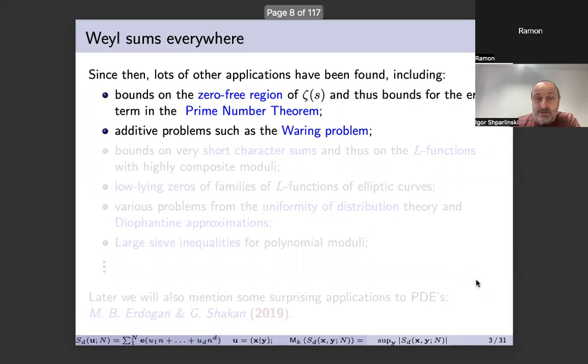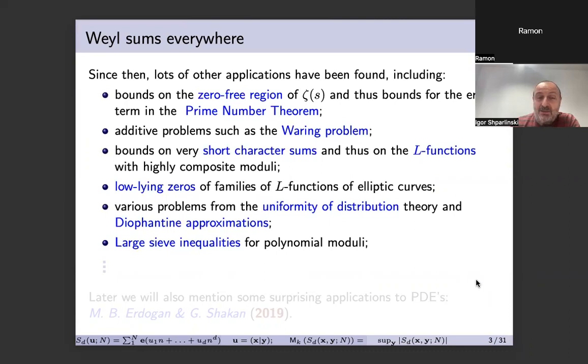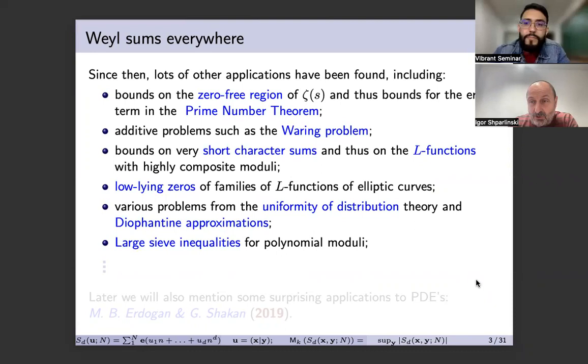So here is a very incomplete list of possible applications. You see that many bounds on the zero free region of the zeta function depend on our knowledge and control of the Weyl sums. And of course, as a result, the most refined knowledge we have so far towards the prime number theorem comes from these bounds. This is something important for the Weyl problem and for many other applications.